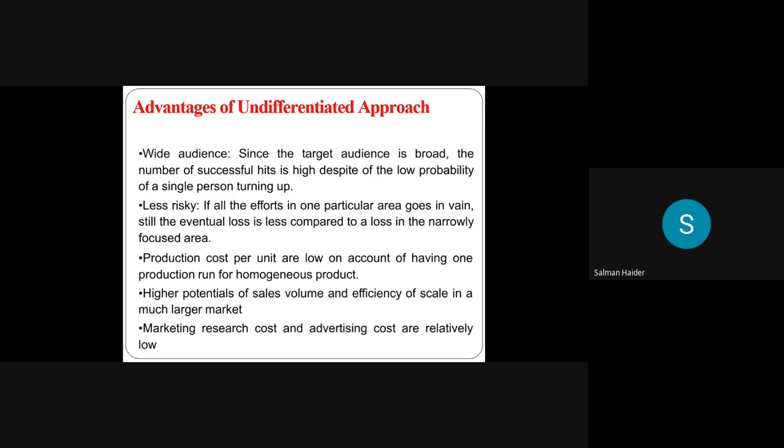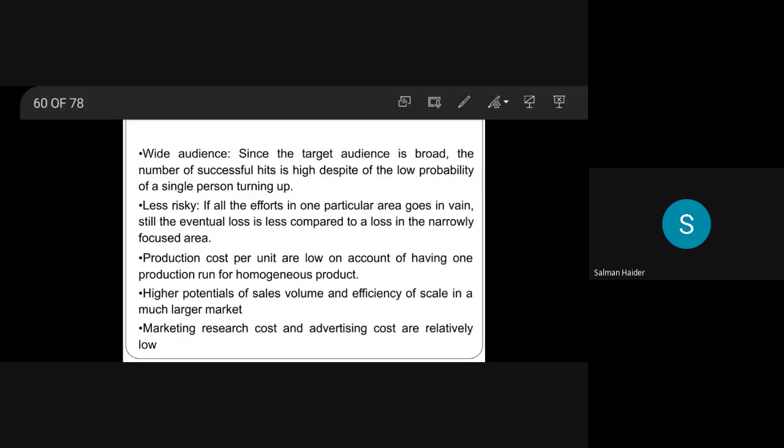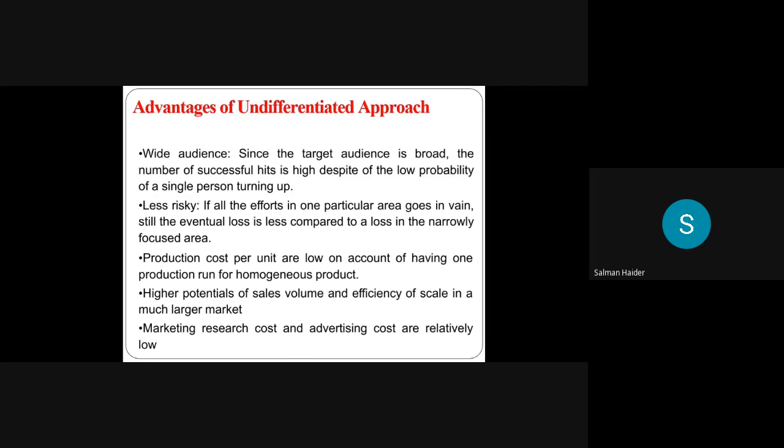So what will be the advantages of the undifferentiated approach? Undifferentiated approach के advantages क्या हैं? It reaches a wide audience. Since the target audience is broad, the number of successful hits is high because of the low probability of a single customer turning away. Then it is less risky, production cost के basis पे higher potentials होते हैं, और market research cost and advertising cost are relatively low.